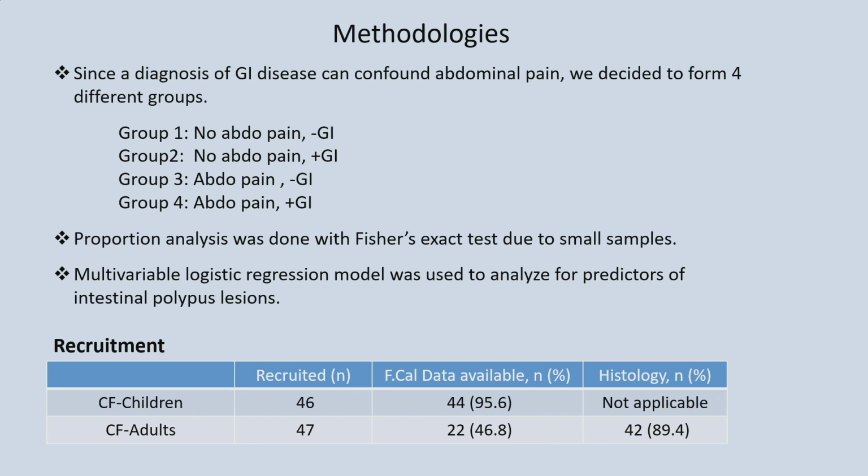The table at the bottom provides a nice overview of the study recruitment. We recruited 46 children. Among those, 44 provided a stool sample for fecal calprotectin analysis. In adults, 47 were recruited. But since adults were more comfortable providing biopsies than stool samples, we have 42 samples for histology and only 22 for fecal calprotectin analysis.